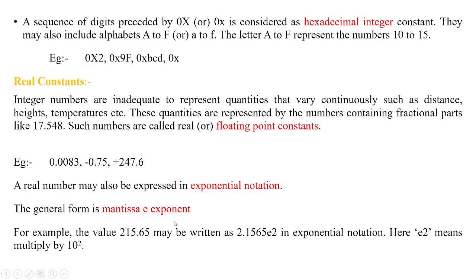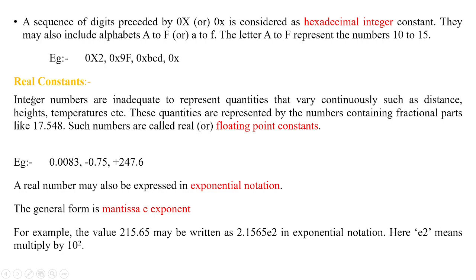We can also represent an integer in hexadecimal notation. If we are using hexadecimal notation, we have to use numbers from 0 to 9, and after that, the alphabets A to F. It can be capital or small letters. This A to F represents 10 and goes on up to 15. If you are representing the integer in hexadecimal representation, then it should be preceded by 0X. So if the number is preceded by 0X, then this is an integer represented in hexadecimal representation.